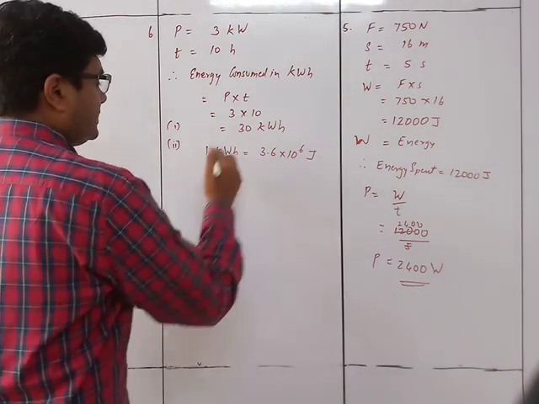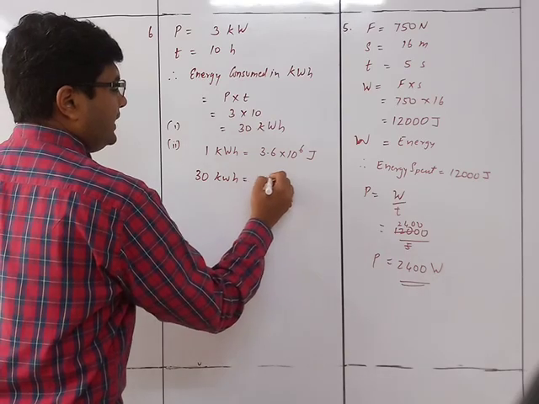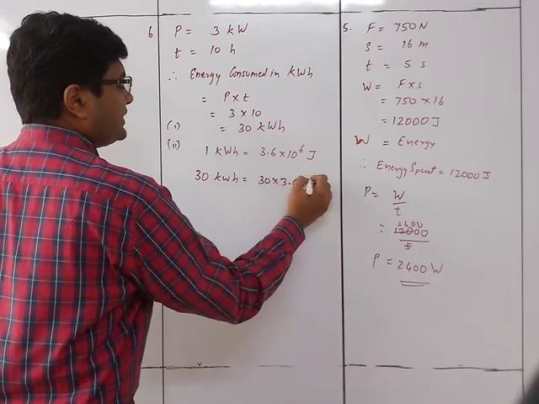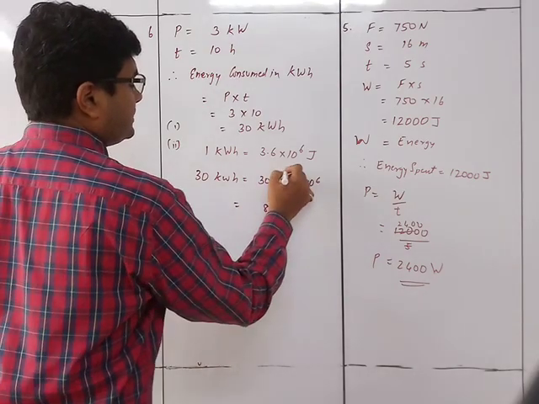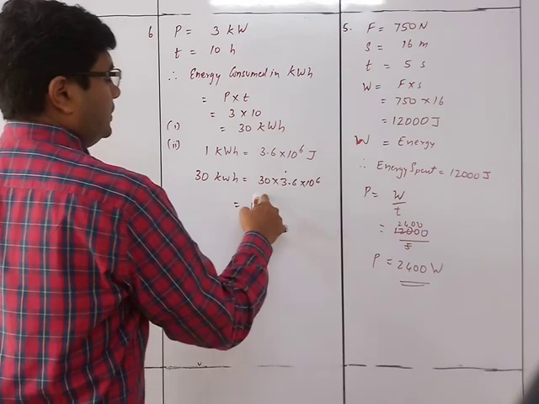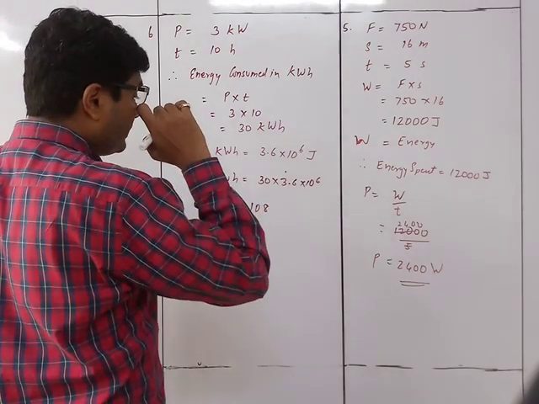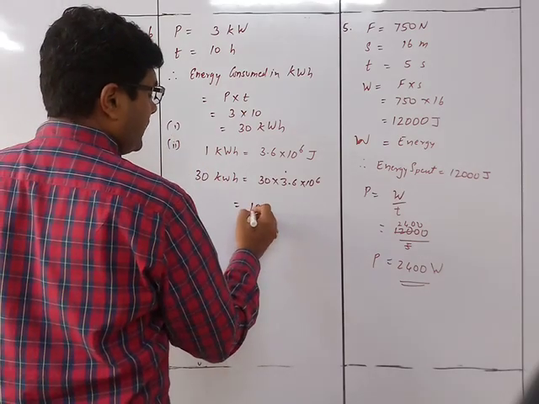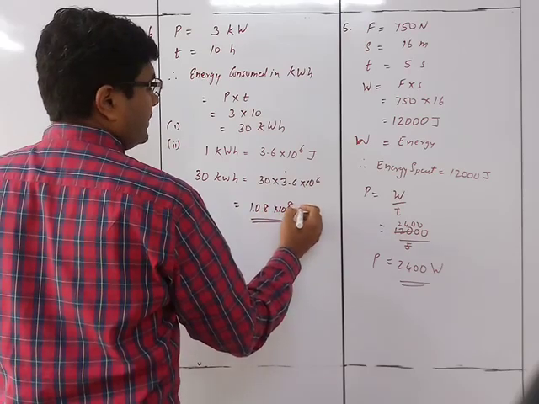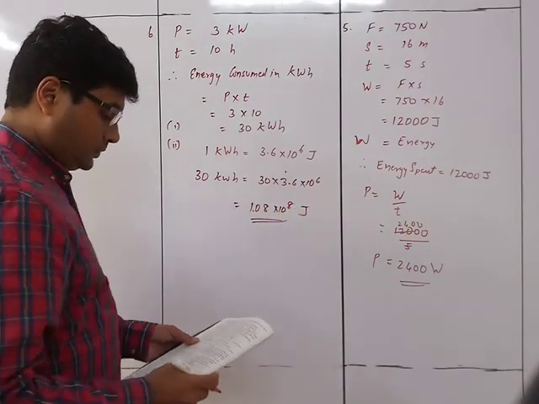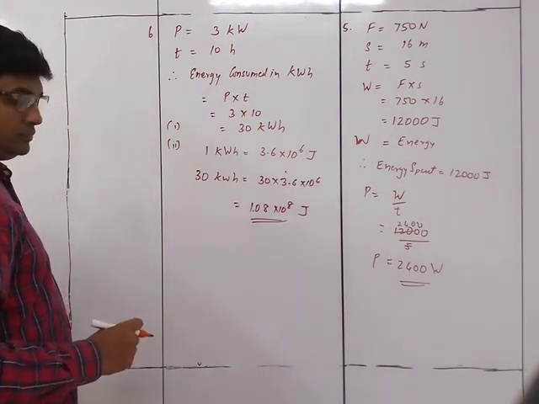So automatically 30 kWh will be equal to how much? So 30 into 3.6 into 10 raised to 6. So 6 3s are 18 and 6 3s are 18, and the multiplication of this gives 108. So accordingly it will be 1.08 into 10 raised to 8. That will be in joule. Okay, 1.08 into 10 raised to 8 joule. Got it? Simple.